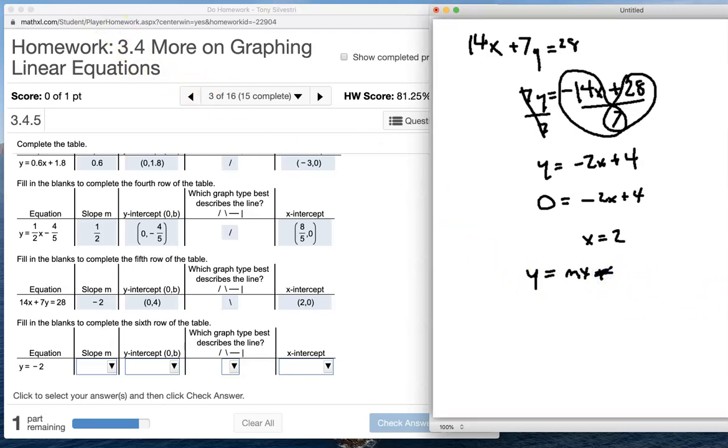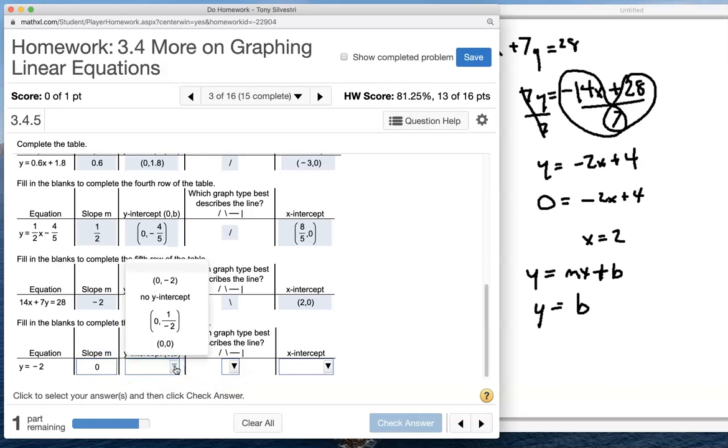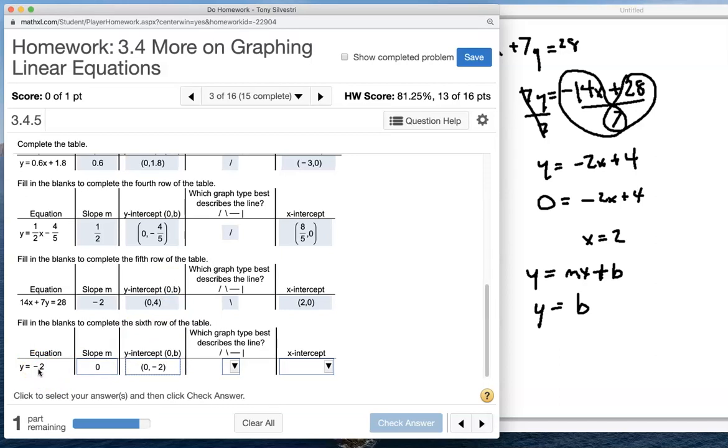Edit, undo. Okay, y equals mx plus b. If m is 0, no slope, so y equals b. There you go. So the slope is basically 0. The y-intercept is going to be 0, -2. Okay, it's a horizontal line that goes through the y-axis at point -2.